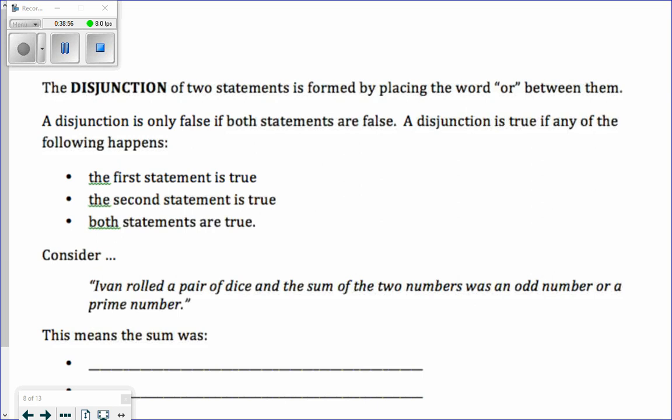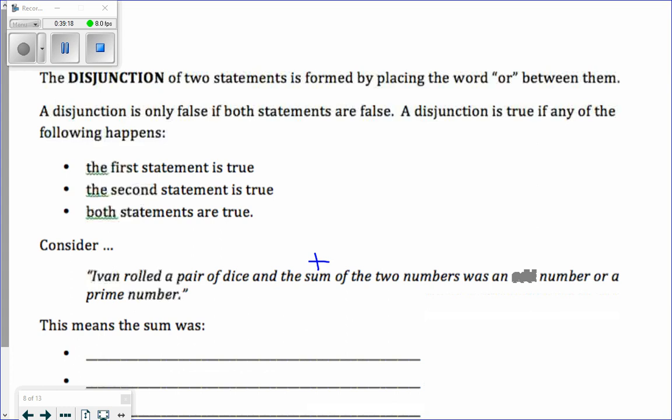A disjunction of two statements is formed by placing the word or between them. A disjunction is only false if both statements are false. If any part of it's true, then the whole thing is true. So Ivan rolled a pair of dice. Okay, so he rolled two dice, and he added the two numbers. And the sum was an odd number or a prime number.